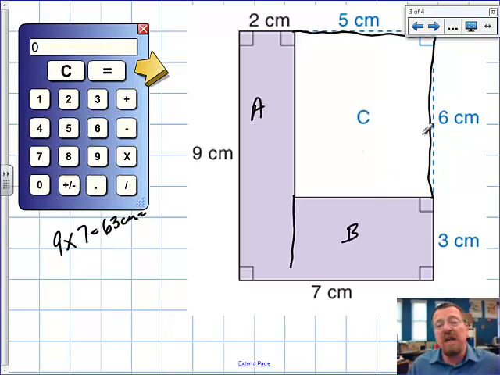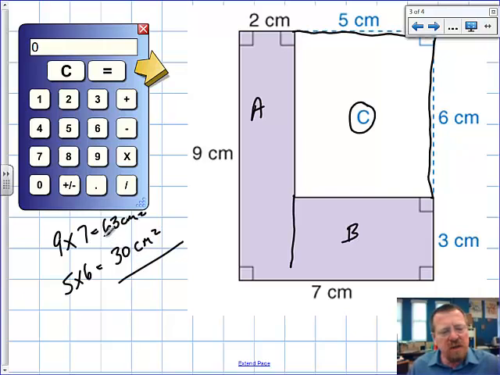But unfortunately, we're not looking for the whole space here. All we want is this space. So C, this space that's 5 centimeters by 6 centimeters, we have to subtract that in order to figure out what this is. Okay? You're with me so far? All right. 5 times 6 is 30 centimeters squared. Subtract the 30 centimeters squared from the overall part here, which is 63, and you get 33 centimeters squared.